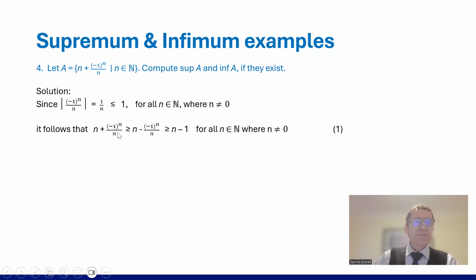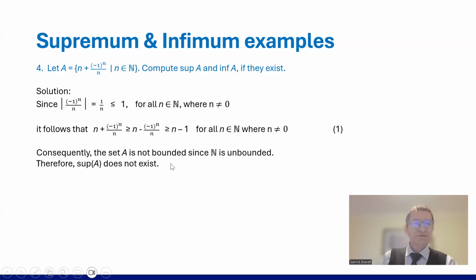Here's the equation: that's going to be greater than or equal to n minus this, so the minus 1. So n plus this is obviously going to be greater than n minus this, and that's going to be greater than n minus 1 because we've just determined that this is less than 1, so this is always going to be greater than n minus 1 for all n. Consequently, the set A is not bounded since n is unbounded. You can't get a bound on that. Therefore, sup A doesn't exist.